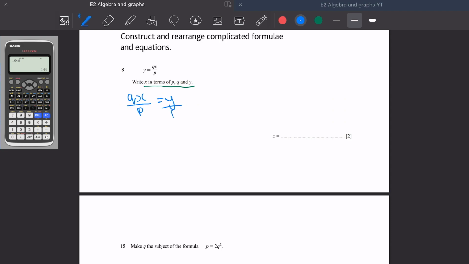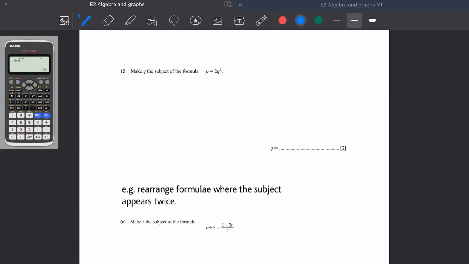Now let's cross multiply. 1 gets multiplied by qx and p gets multiplied by y. Qx is equal to py. Now let's divide q on both sides. You get x is equal to py over q. And that's the final answer.